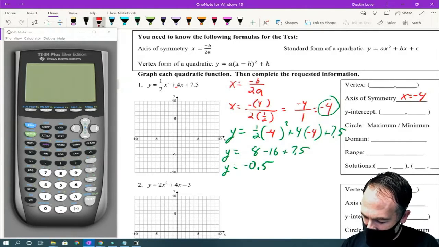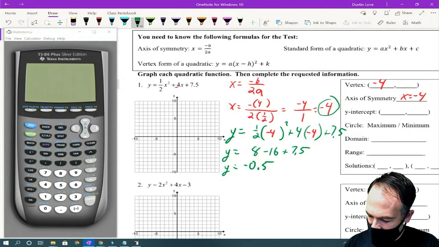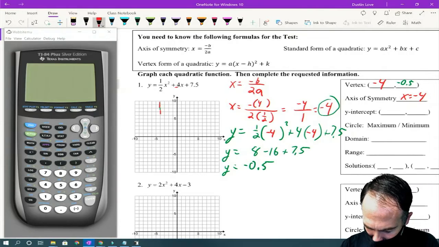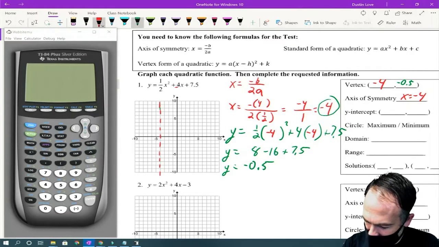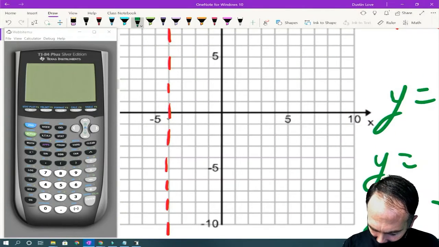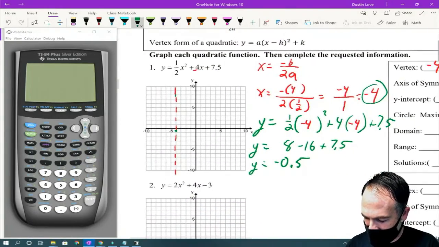So my vertex x coordinate is negative 4 because that's off the axis of symmetry, and then negative 0.5 as the y coordinate. When I go to graph that, let's go to negative 4 and put our axis of symmetry. And then negative 4, negative 0.5. I'm going to zoom in really good so I can get a good spot there. I realize you can't zoom in that well with your paper, but you do the best you can to get it at 1/2.